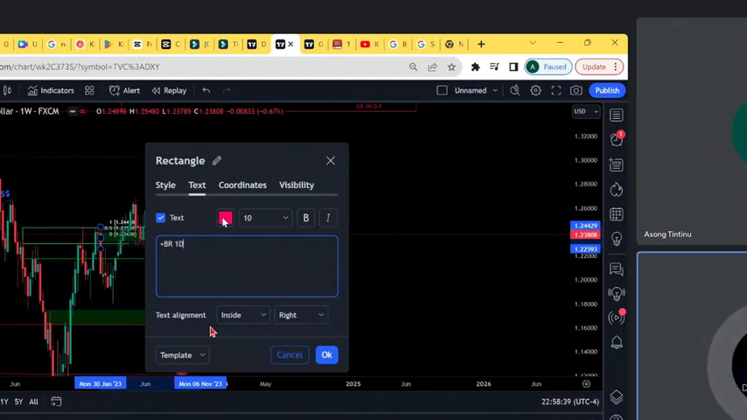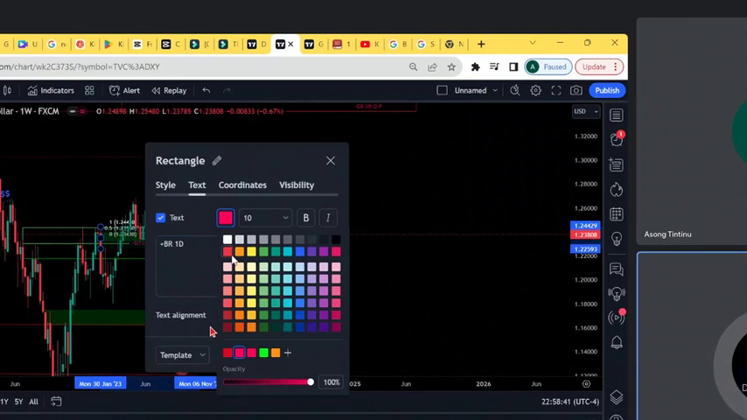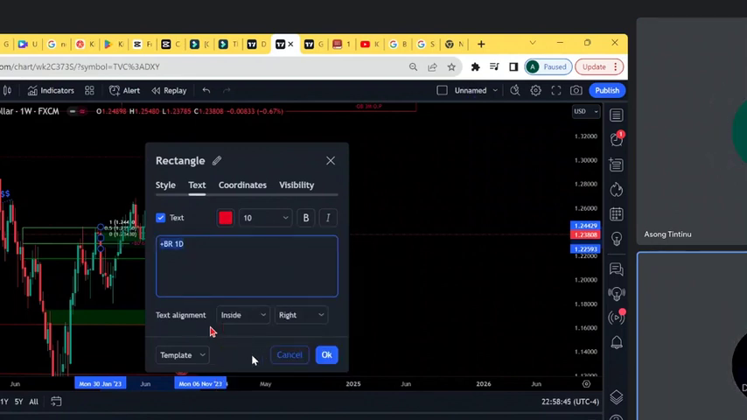If you understand breaker as being BR, that's cool. Go ahead and put it as red, and then text alignment, put it at the bottom and then the right, and so it's a bullish breaker daily.